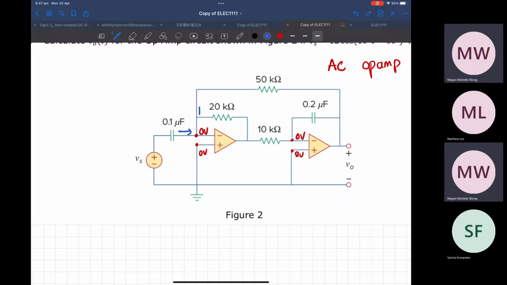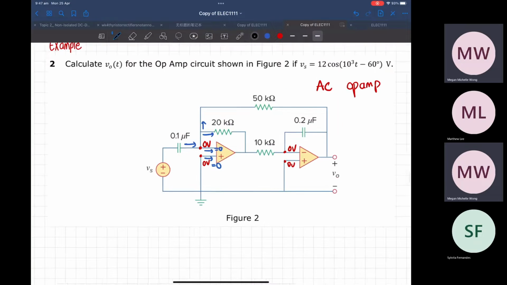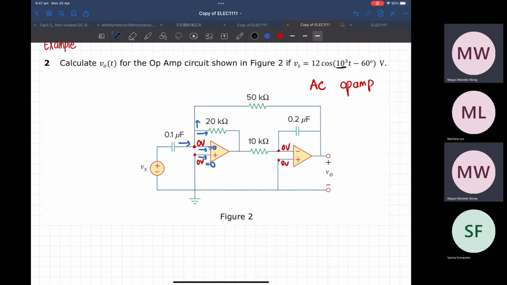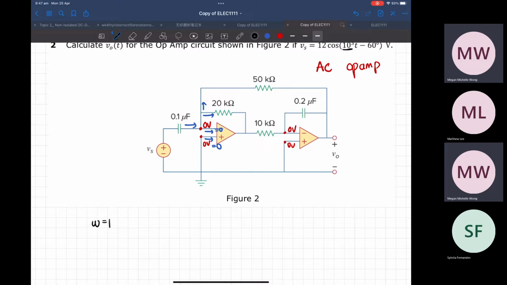I should label it better. Current going out, current going out. And we know that the current in here is equal to 0, and the current that goes through is also equal to 0. So in this question, we have omega equals 10 to the 3, and then we have Vs, which is equal to 12 angle of minus 60.